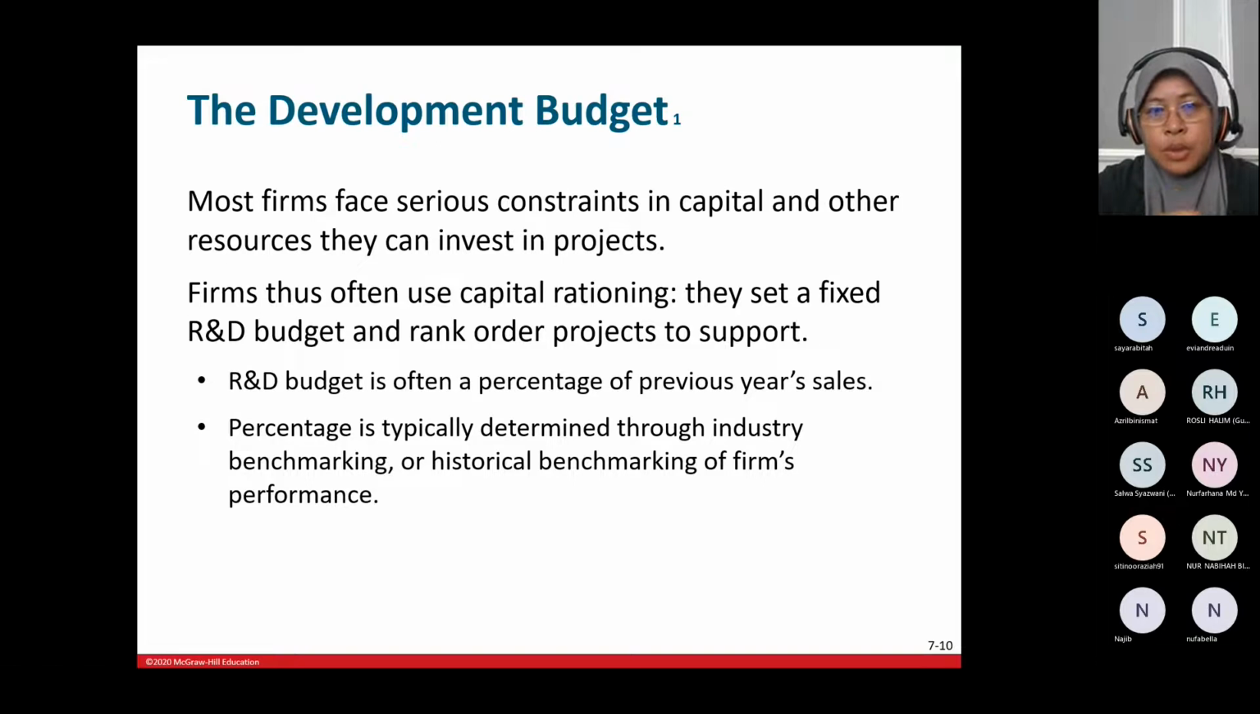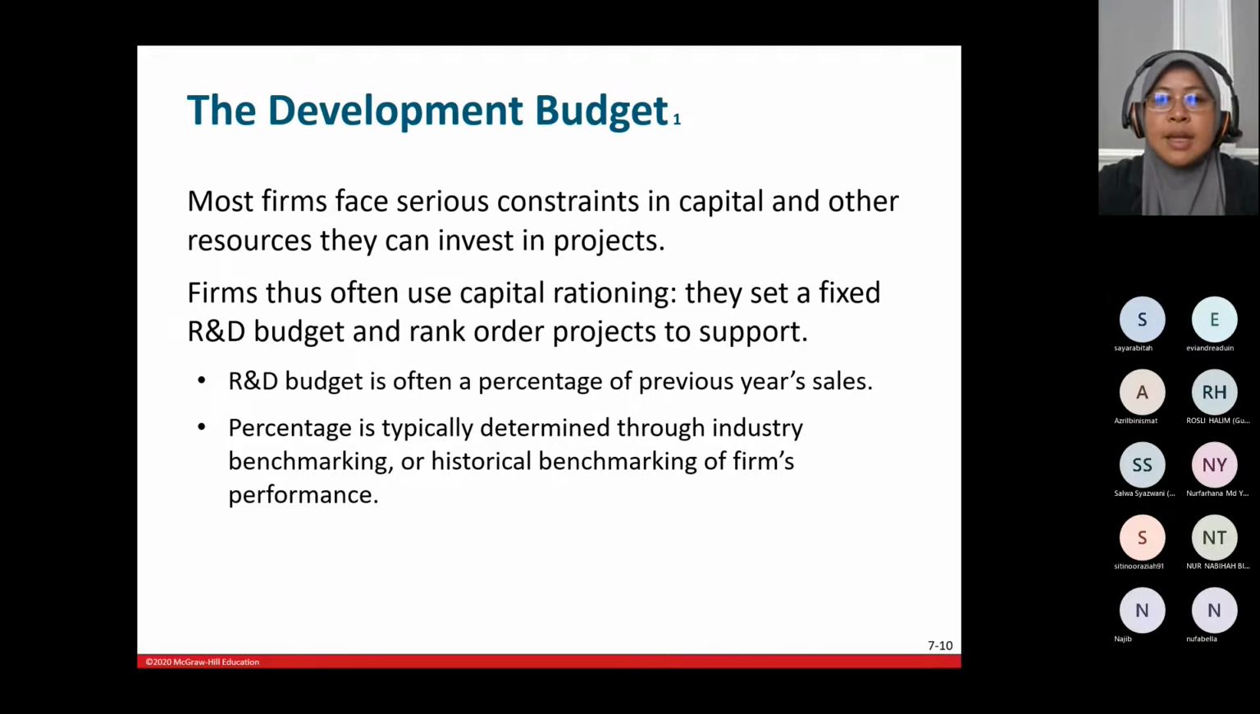Any firm will make sure that whatever they do, the budget has to be strict. They have to ensure that whatever investment, every dollar and cent, will give back what they want. So most firms face serious constraints in capital and other resources they can invest in projects. What happens if they invest but the project is unsuccessful? It's not easy.